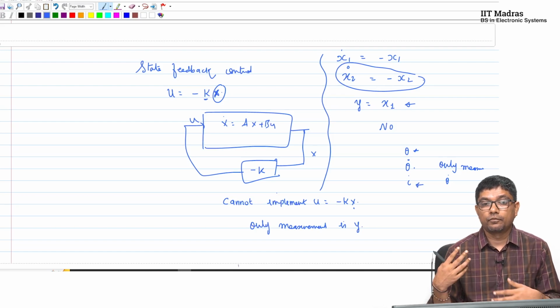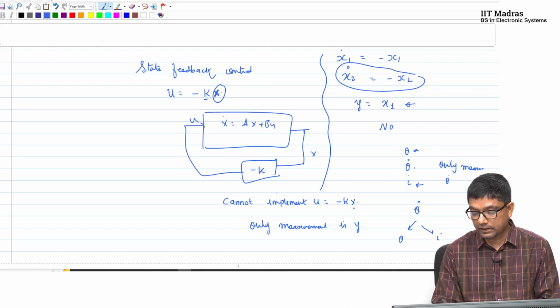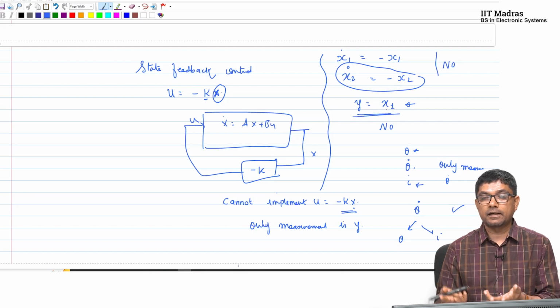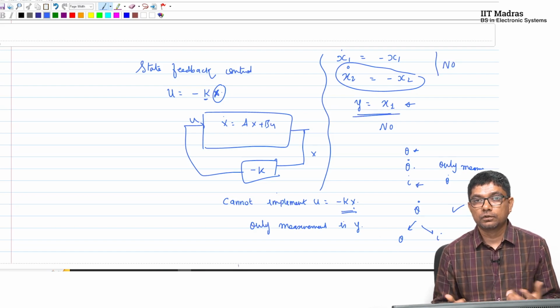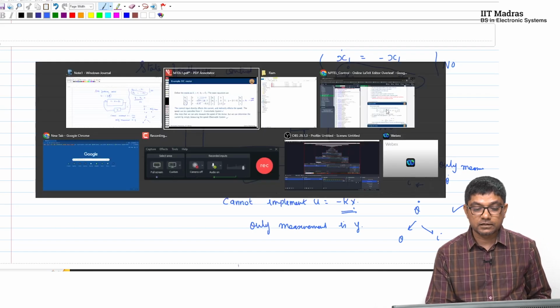What do we do in this case? If from theta dot I am able to construct theta and I, then I can implement a controller of this form. In the DC motor, I could do that. Here, the answer is I cannot. Just by measuring x1, can I get some information on x2? The answer is no.